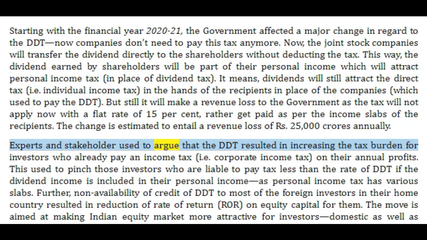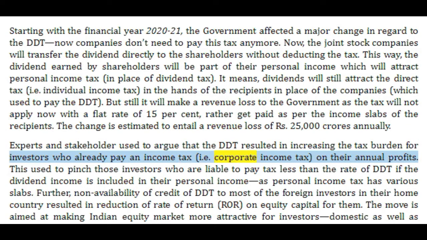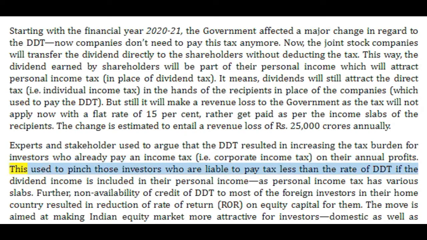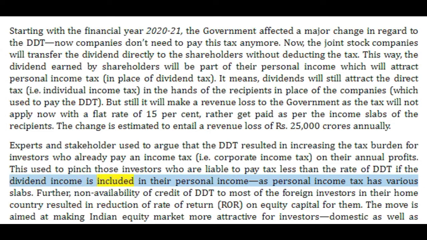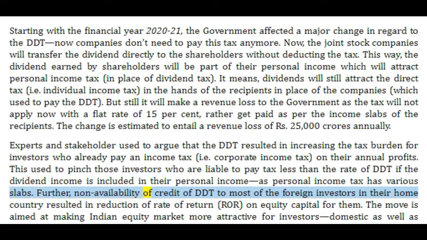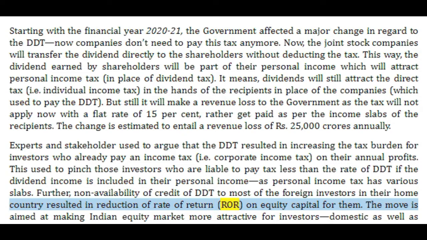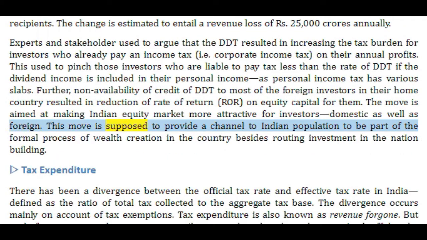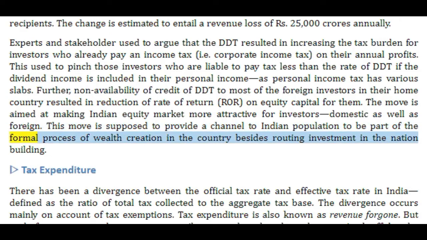Experts and stakeholders used to argue that the DDT resulted in increasing the tax burden for investors who already pay an income tax, i.e. corporate income tax, on their annual profits. This used to pinch those investors who are liable to pay tax less than the rate of DDT if the dividend income is included in their personal income, as personal income tax has various slabs. Further, non-availability of credit of DDT to most of the foreign investors in their home country resulted in reduction of rate of return, ROR, on equity capital for them. The move is aimed at making Indian equity market more attractive for investors, domestic as well as foreign. This move is supposed to provide a channel to the Indian population to be part of the formal process of wealth creation in the country besides routing investment in nation building.